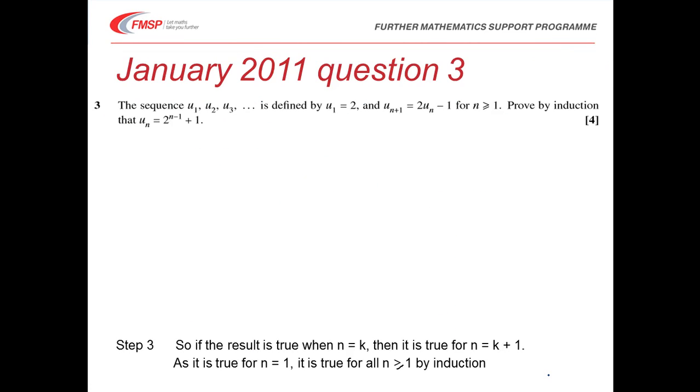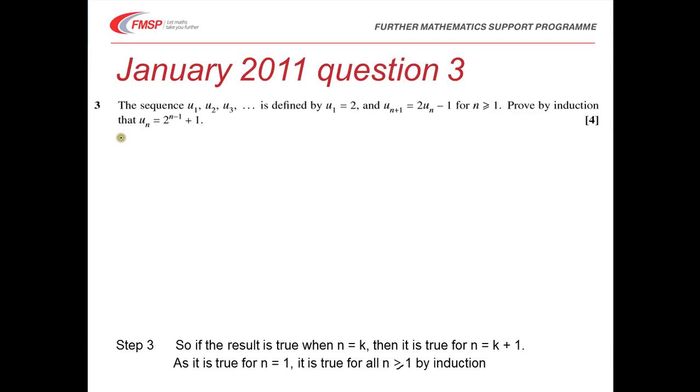So we'll have a quick look at a different sort of question. This time we have sequences rather than series. So if we have a look at this one, you've got the first term of the sequence, you've got a recurrence relation, u of n plus 1 is equal to 2u n minus 1, and we've got to prove the general term that u of n is equal to 2 to the power of n minus 1 plus 1.